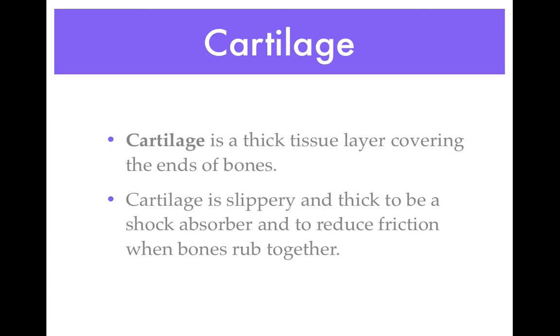Cartilage is also very important to our movement. Cartilage is a thick layer of tissue which covers up the ends of bones. Cartilage is designed to be slippery and thick so that our joints can move around more easily. Cartilage also acts as a shock absorber to protect our bones. Imagine if you had no cartilage. Jumping off of a chair, imagine your bones slamming together with nothing thick and soft in between them to cushion the blow.